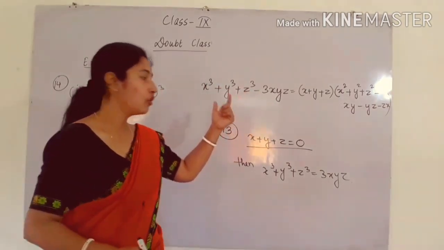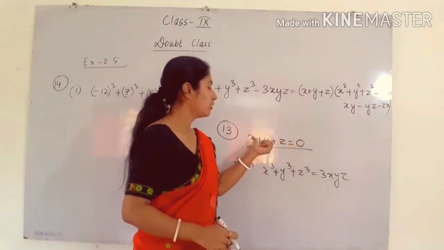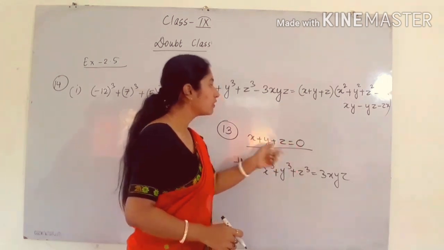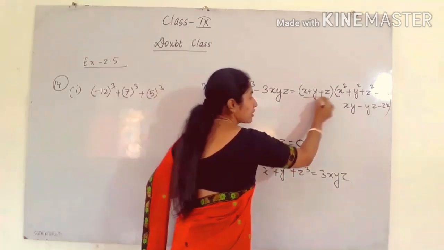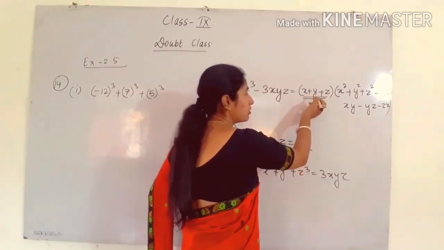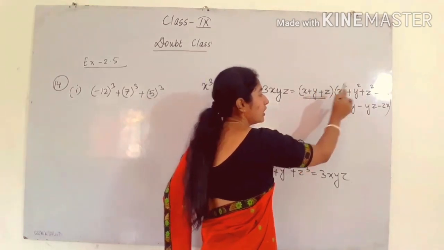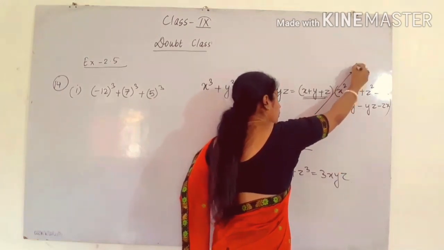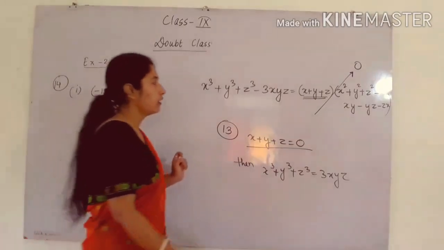So what we have to do? We have to put the value of x plus y plus z. The value of this is what? 0. So where we have to put? Where is x plus y plus z? See, this is x plus y plus z. When we put this equal to 0, what will happen? This is 0. So 0 into this bracket will be 0. So all this term will go to 0. So finally what we will have?